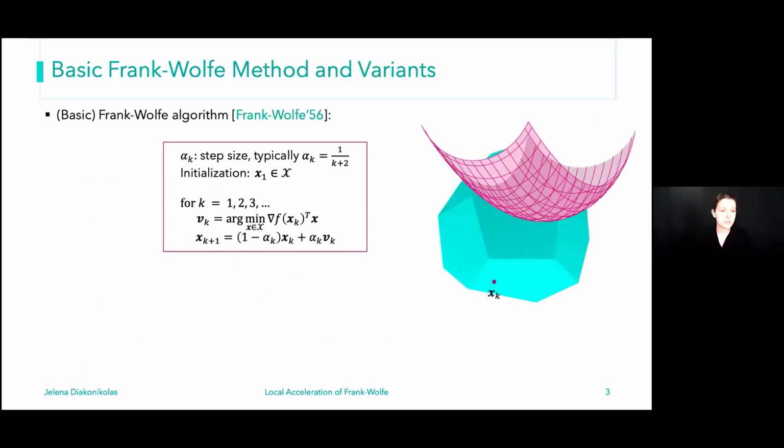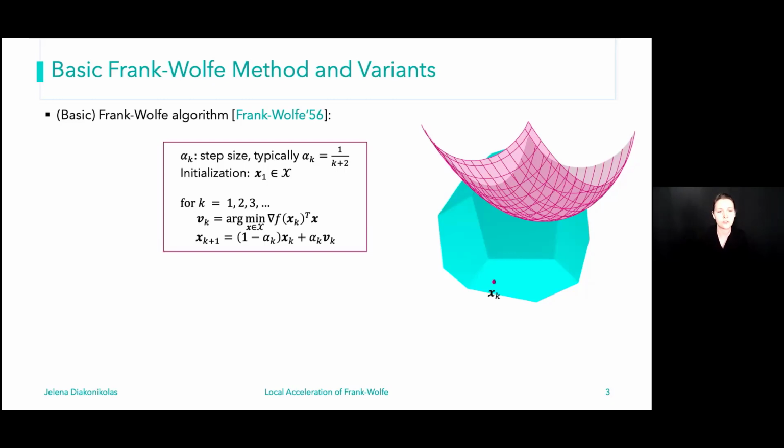So the most basic method that is used in this setup is the classical Frank-Wolfe algorithm from 1956. The method is quite simple. It is an iterative method. It has these step sizes, alpha k, and you can determine them using line search, but the most standard choice would be to set them to 1 over k plus 2. There are also other values that would work, but this is the standard one.